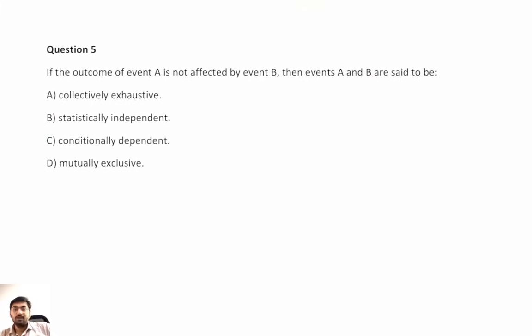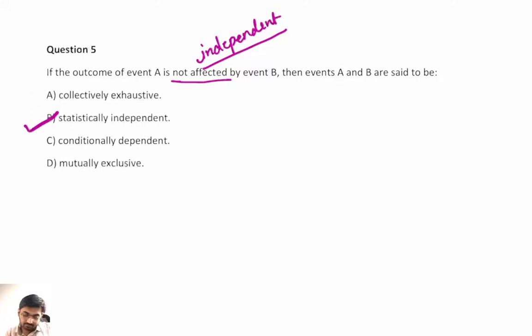Coming to question number 5. If the outcome of event A is not affected by event B, clear? Then A and B events are said to be, see, if they are not affected means what? They are independent. Clear? So sir, one thing is clear, it is going to be statistically independent. Clear?